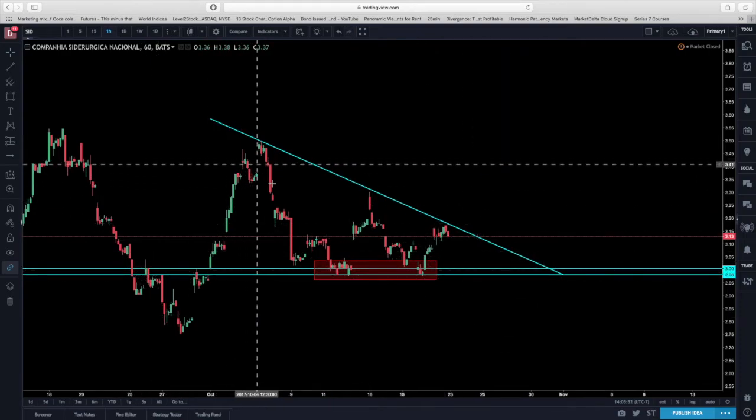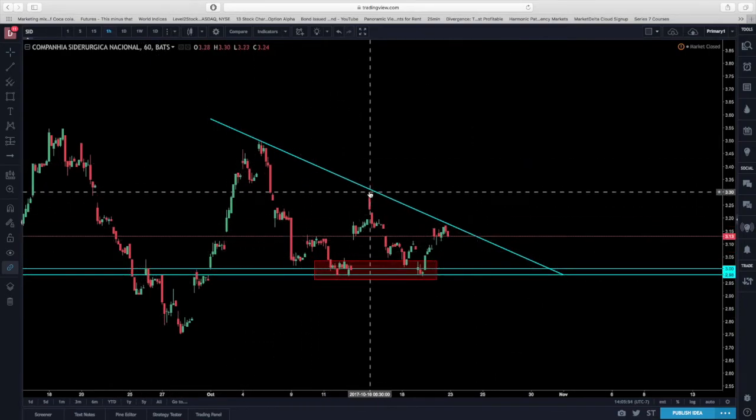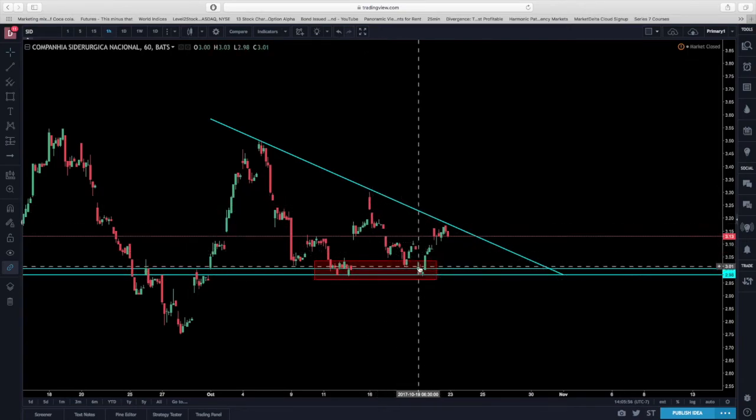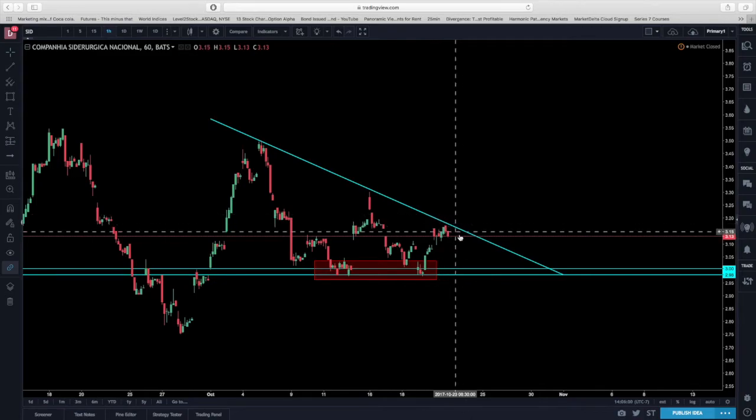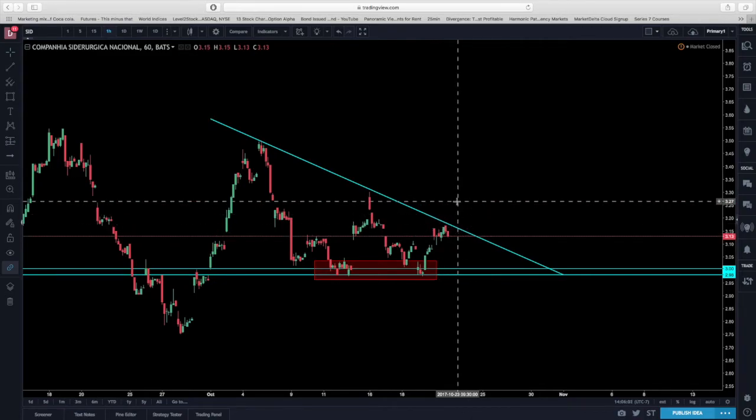So we have a high, we have a low, and then we have a lower high, and then a flat low again. So these lows are on the same area, and then we have a lower high again. So what are we doing currently? What are we doing to trade this currently?